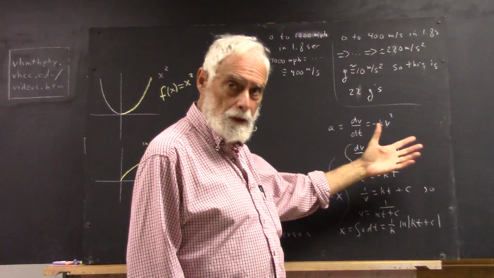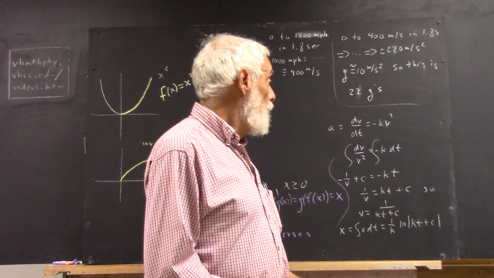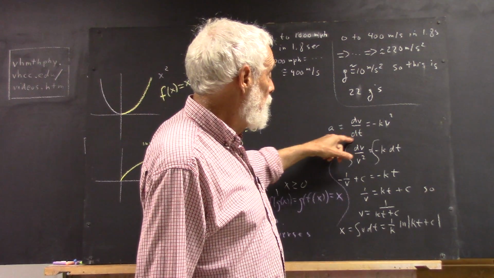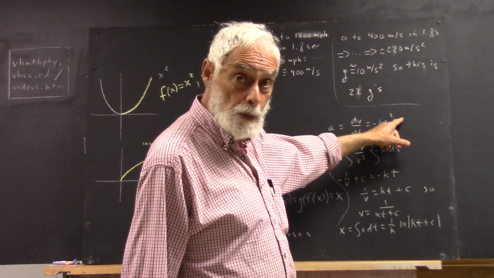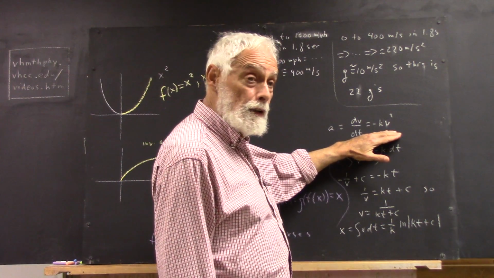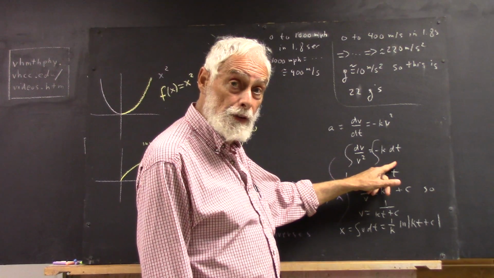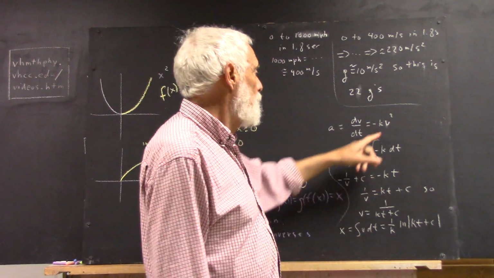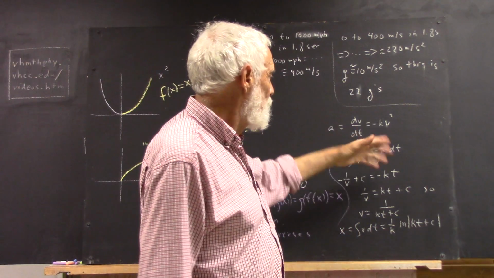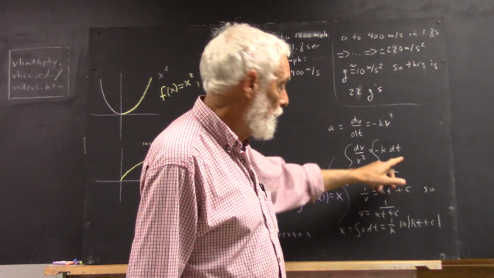But this is actually a pretty simple problem. It doesn't look like it ought to be, but it is. Okay, so if we write dv/dt equals negative kv squared, which is what is given for the problem, can we find a function for v? Well, sure, we just integrate both sides of this. Well, first we rearrange this as dv over v squared equals negative k times dt.